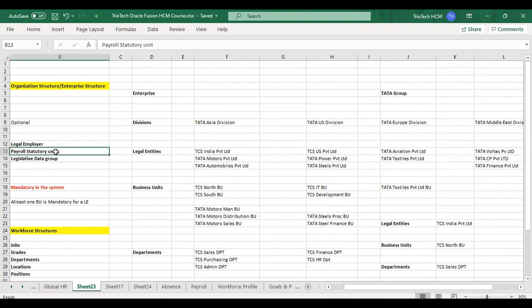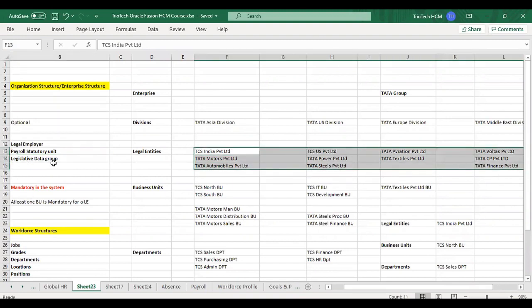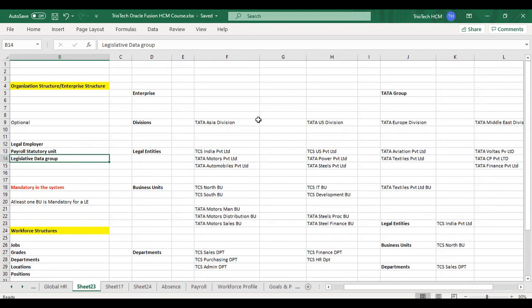Next, after you create a PSU, you should also assign a concept called LDG to each of your PSUs. What is that LDG? Legislative Data Group. LDG is nothing but a localized payroll partition. What is that? These are the legal entities which are located in India. These are the legal entities located in the United States. These are the legal entities located in Europe, and those in the Middle East.